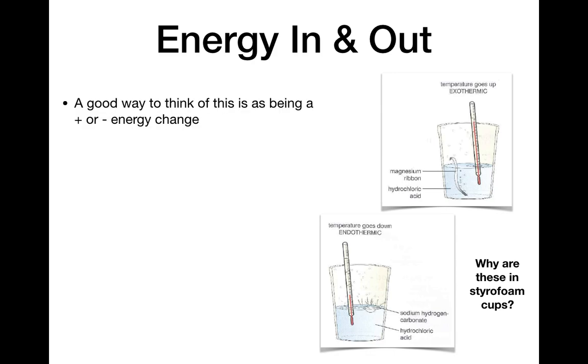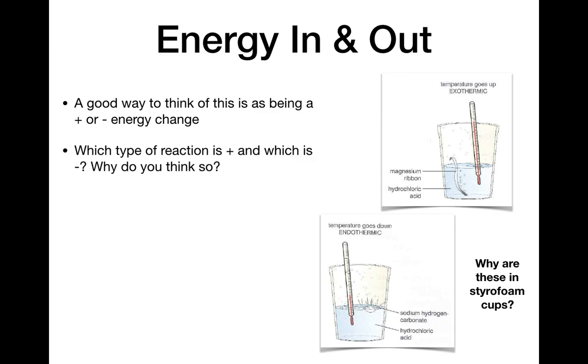A good way to think about exothermic and endothermic is as a positive or a negative change in energy. Okay, so which of those 2 reaction types is a positive change in energy and which is a negative, and why do you think that's the case? Well, exothermic is definitely a positive change in energy. The energy is moving out, it's changing the environment around it, and endothermic is therefore negative, it's decreasing in temperature.